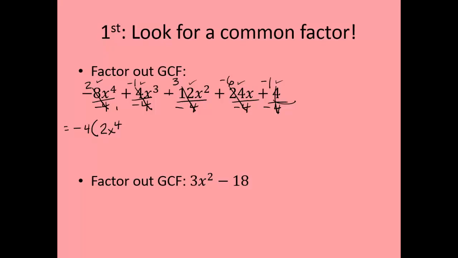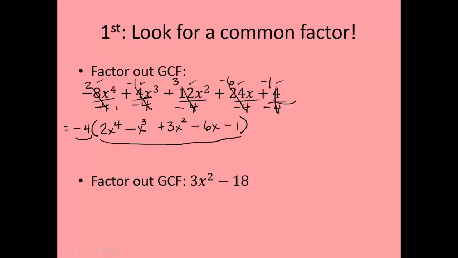So let's rewrite all of these. So -1x cubed plus 3x squared minus 6x minus 1. And now we have factored. This is -4, which is the biggest common factor that they all had, times the polynomial that's left. And this is what is meant by factoring. We have rewritten it as a multiplication problem of factors.